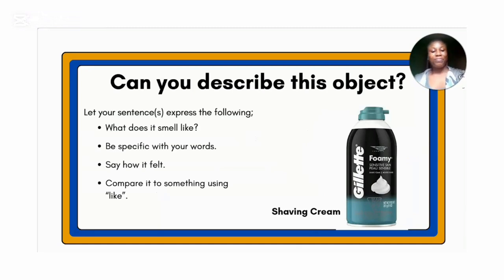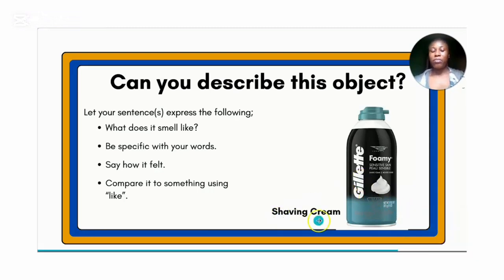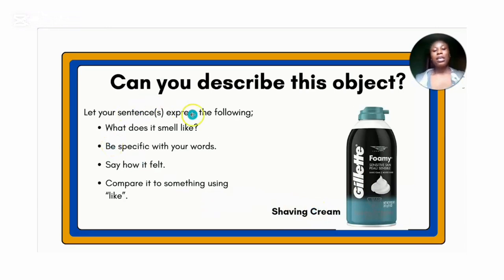Now, I need you to do something for me. We're almost coming to the end of this video. So I need you to describe this object. This here is a shaving cream, right? Now, you're going to describe this object for me. And let your sentence or sentences, you could write two, three, four, at least one, right? Let your sentences express the following.